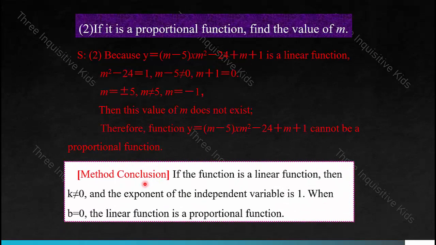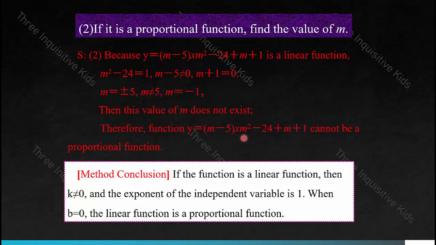Okay. If it is a proportional function, then find the value of m. Well, because we know that this has to be a proportional function, it will also have to be a linear function. So again, m squared minus 24 is equal to 1, m minus 5 is not equal to 0, and m plus 1 is equal to 0. M is equal to positive or negative 5, but m cannot be equal to 5, so m will be equal to negative 1.